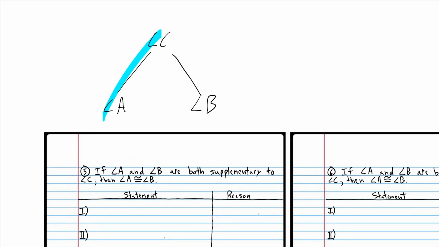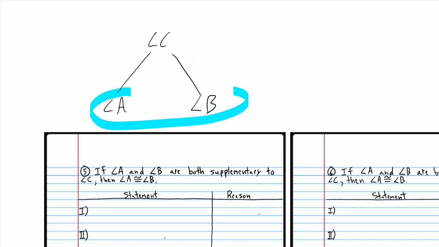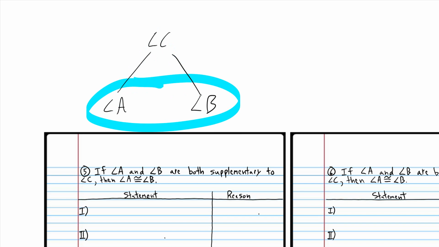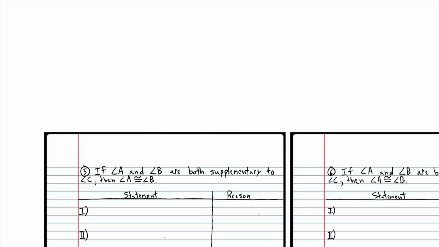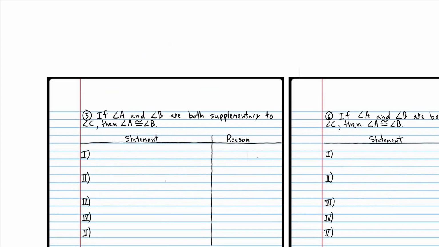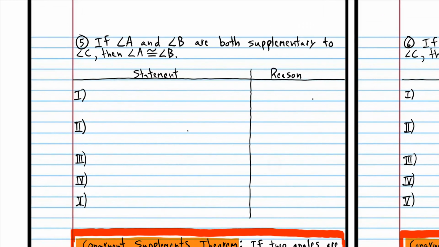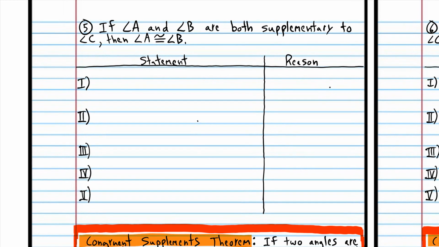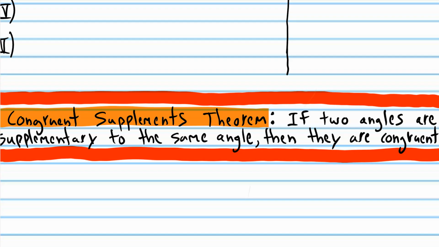So if you add these up, you get 180, and if you add these up, you get 180. So as you can imagine, these 2 angles must be equal. The measures must be equal. That's what the theorem is saying. If these are supplementary and if these are supplementary, that means that these 2 angles are equal. Very important to understand what exactly the statement is saying. It's kind of confusing. We're going to prove that that's true. And again, this is called the Congruent Supplements Theorem.